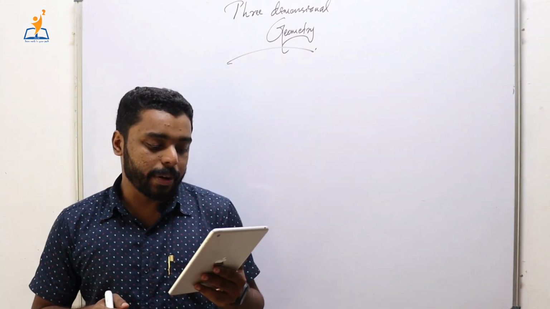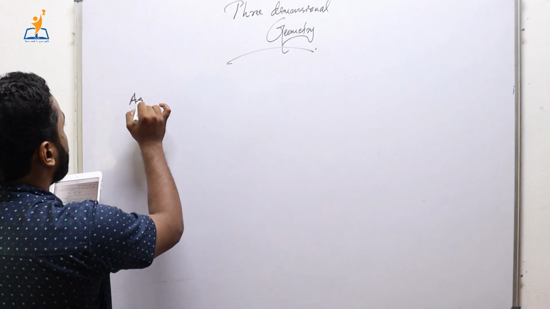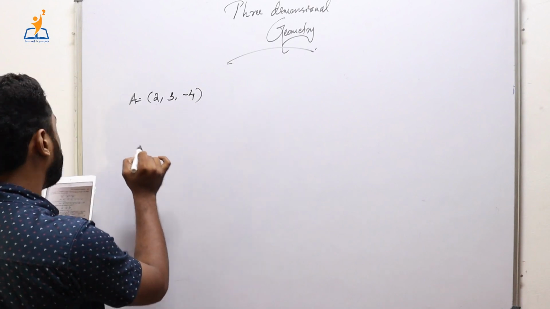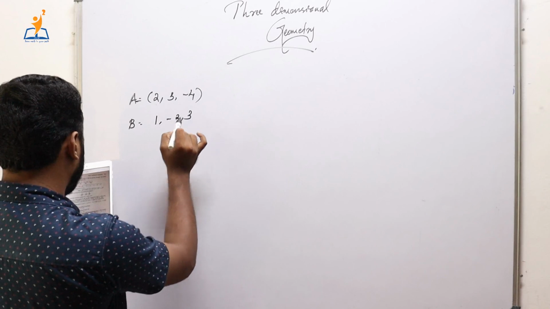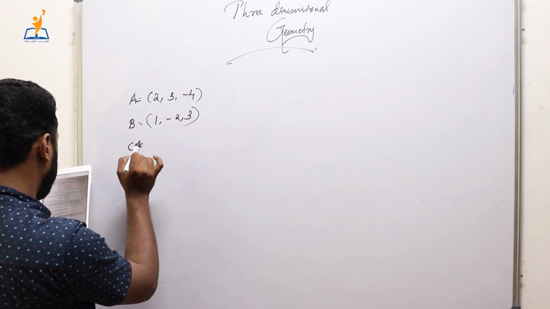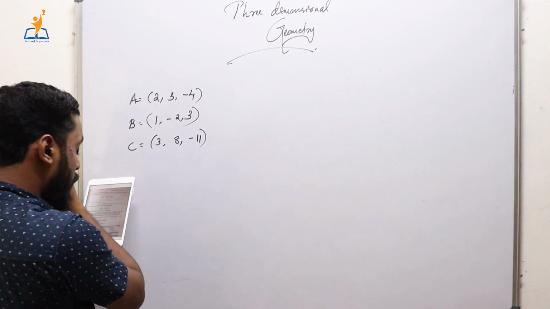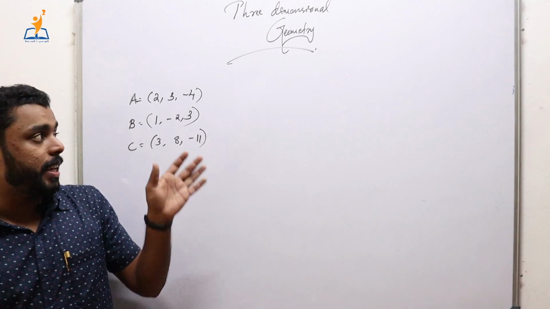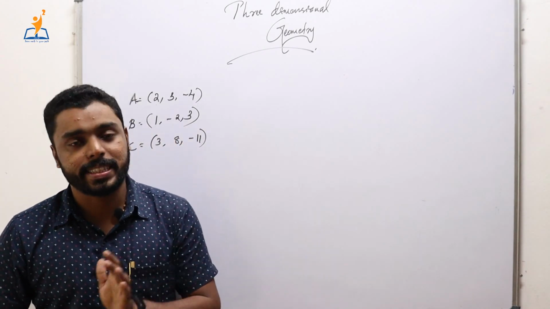The next example is show that the points A is equal to 2, 3, minus 4 and B is equal to 1, minus 2, 3 and C is equal to 3, 8, minus 11 are collinear. So we have to show these 3 points are collinear, which means that these 3 points lie on the same line.